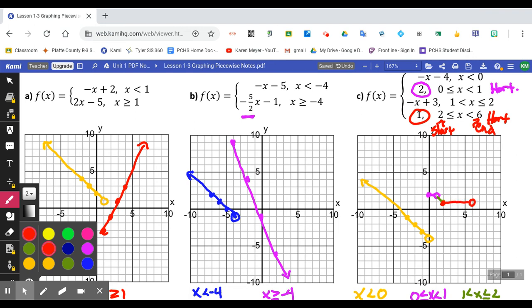Now, if you want to see a t-table for that, you can come over here, you can go x, y, 2, and then you can pick any numbers that are in between 2 and 6. So I'm just going to go with 4 and then 6. And then there's no variable to plug it in for. It's a horizontal line, so that means all the y numbers are 1.